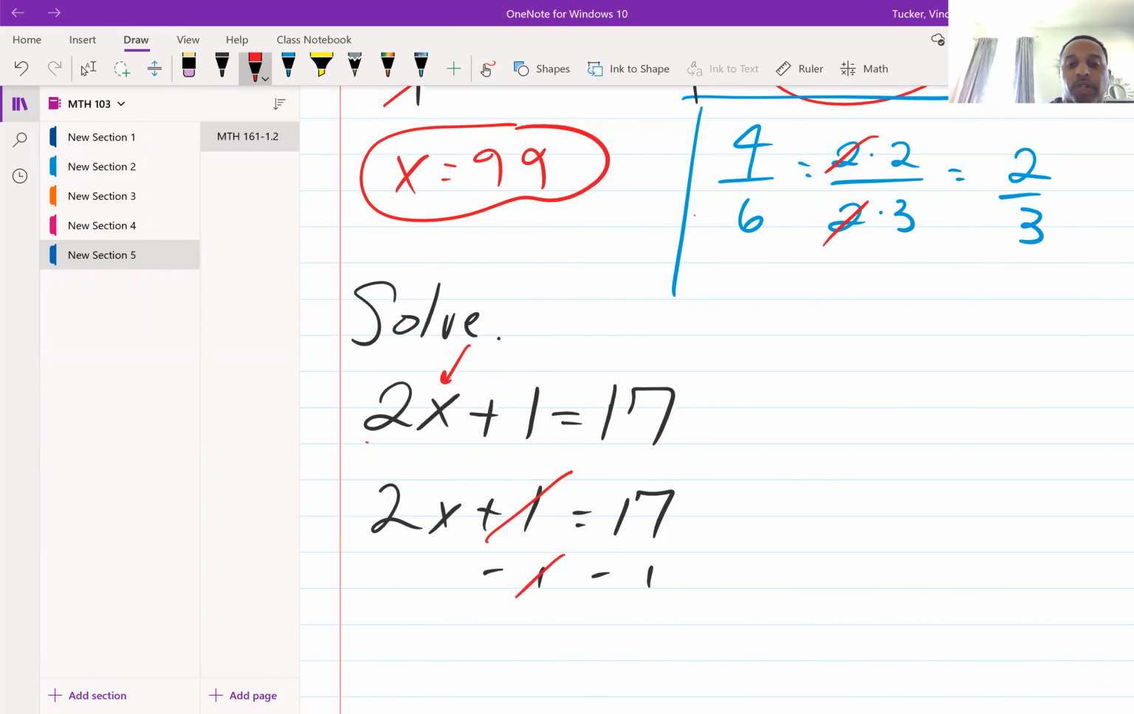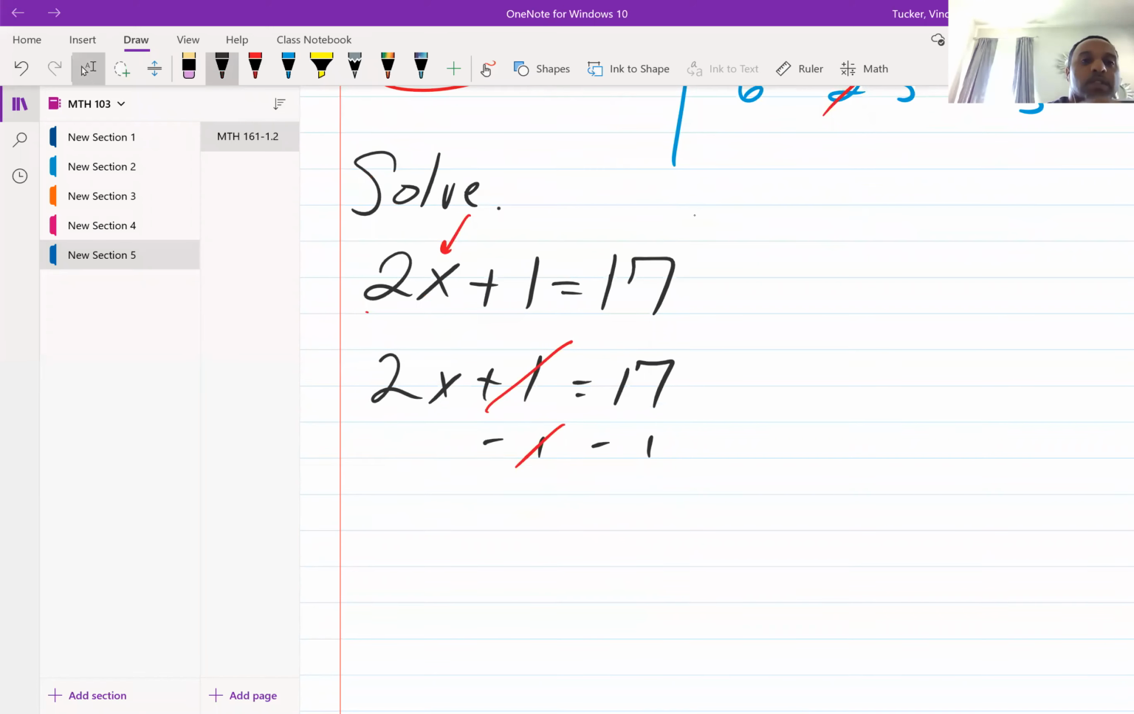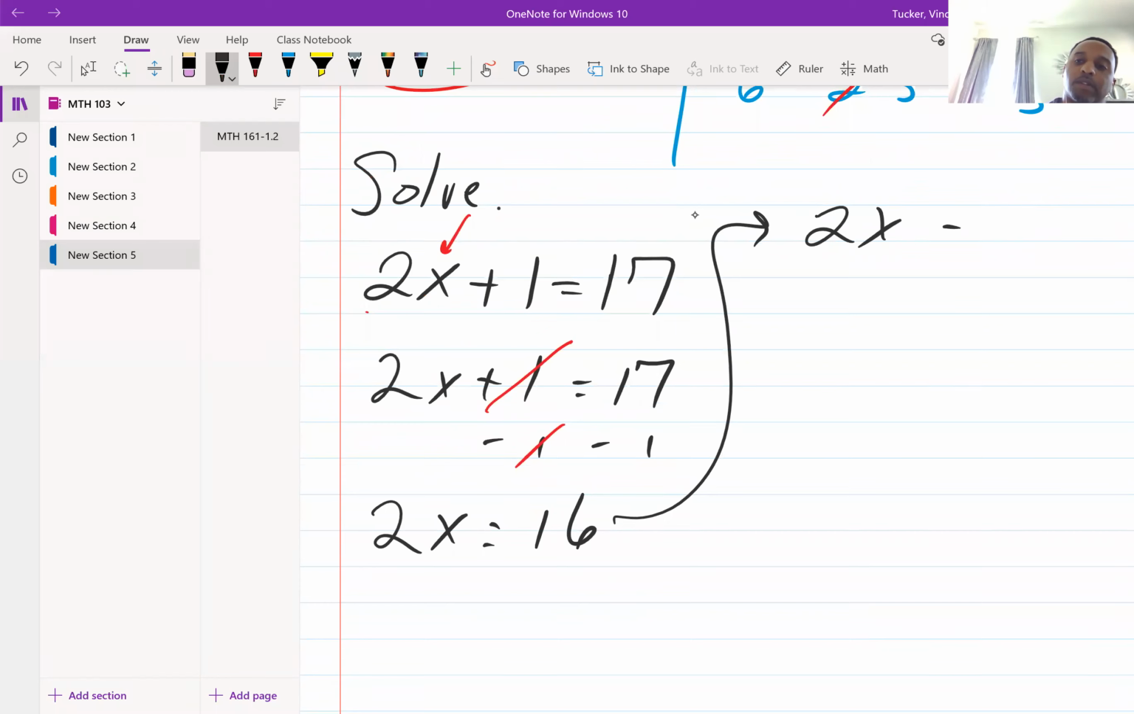So one and negative one cancels, leaves me with 2x equals 16. Then divide by 2. x is equal to 8.